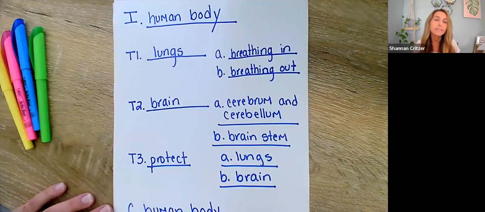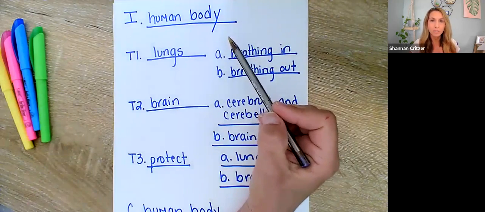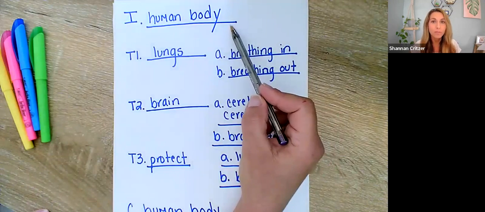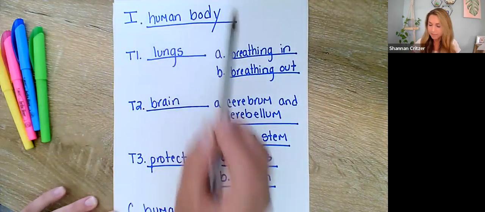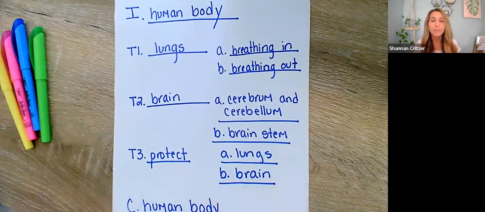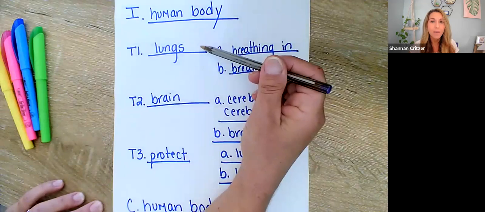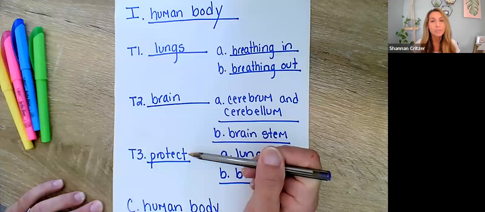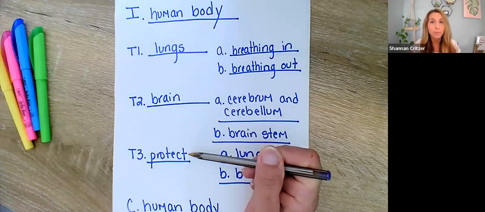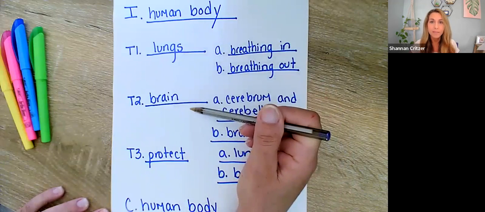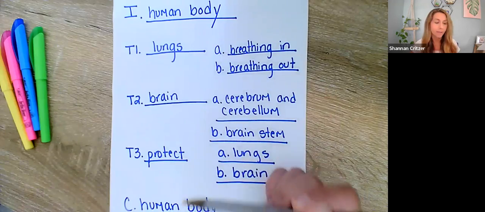So on your ITC outline, we identified the central idea, which is the main idea of your whole essay, to be the human body. This is what the prompt told us to write about. So we wrote the human body next to I and also next to C. After reviewing the text set and looking for topics where there's a lot of information, Mrs. Kritzer and you all identified that there is a great deal of information about the lungs, the brain, and how important it is to protect these important organs in our body. So our T1 topic is lungs, T2 topic is brain, and T3 topic is protect.